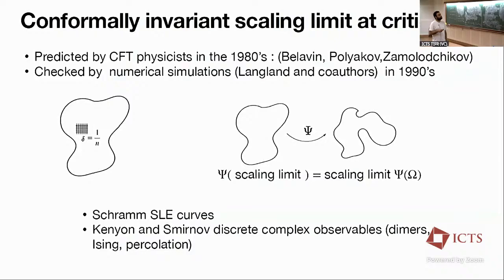What you expect, which was checked by numerical simulation and predicted by CFT physicists, is that as delta goes to 0, you have a scaling limit: your discrete model looks like a continuous model, and this continuous model has correlations which are described by CFT. And what does conformal invariance mean? If you take a domain and take the scaling limit, and take another domain and take the other scaling limit, the way the scaling limits are related is exactly by the conformal map that sends the first domain to the second domain. That's the ultimate goal, to have a full understanding of the picture.